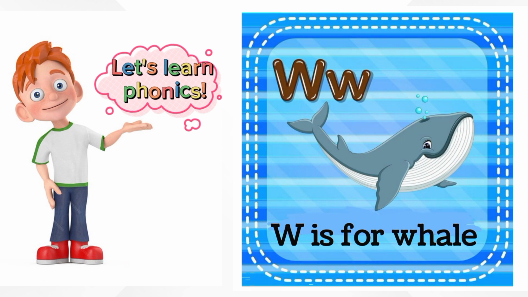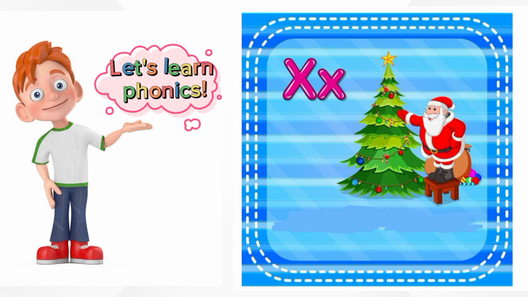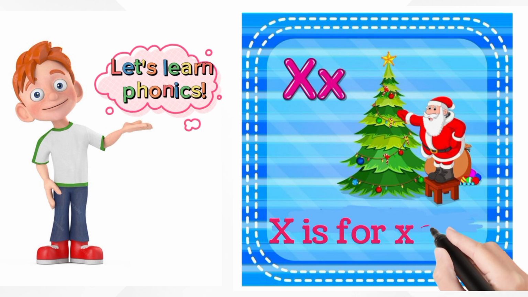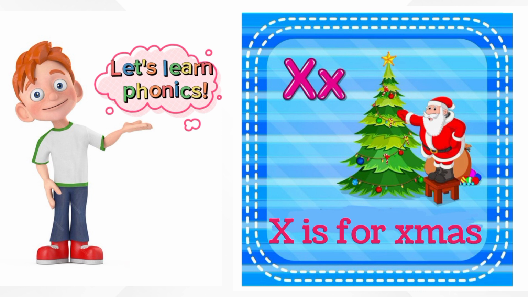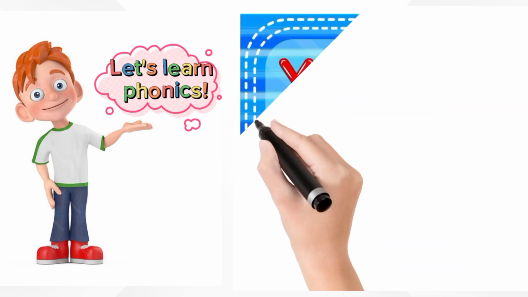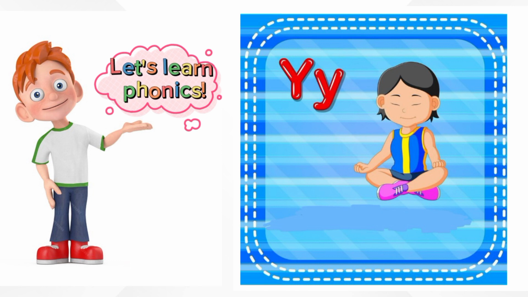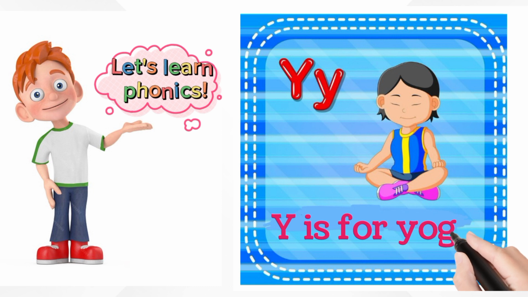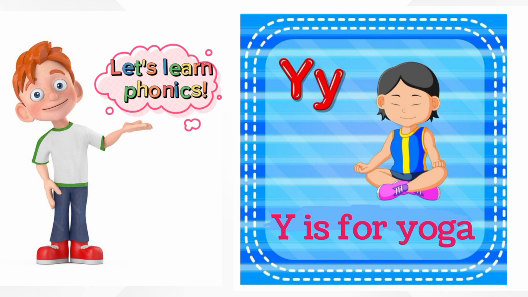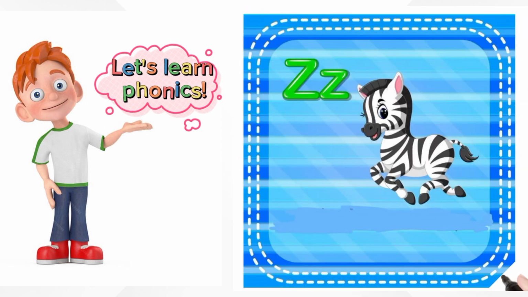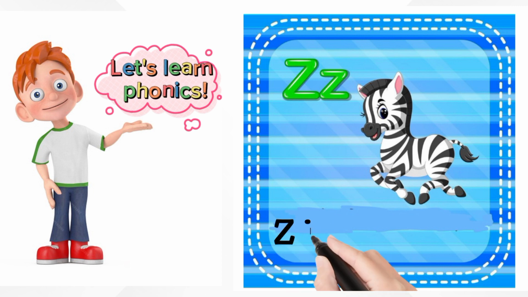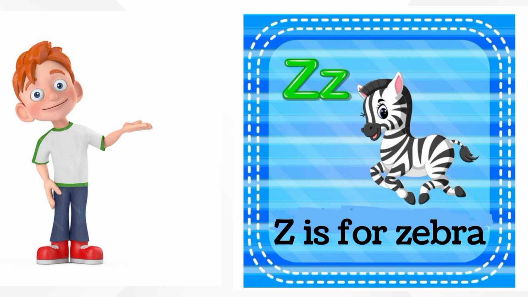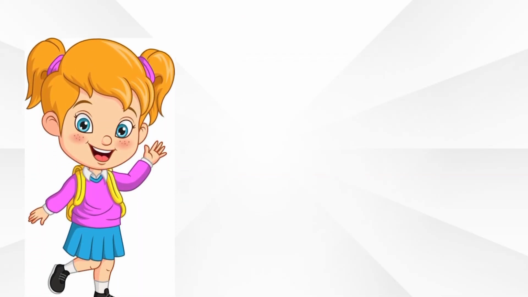W is for whale. X is for Xmas. Y is for yoga. Z is for zebra. Let's learn numbers.